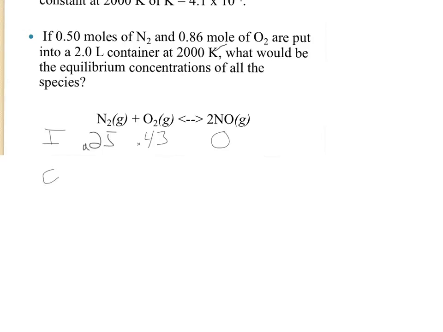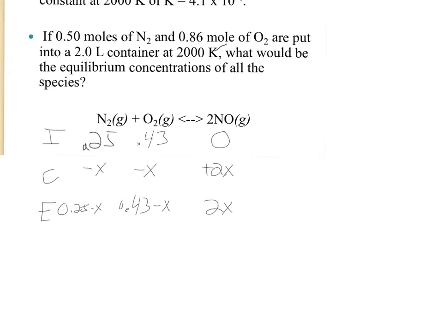The change we always have is minus x, and this one is going to be plus 2x because of the coefficient for the NO. What are the equilibrium concentrations of everything? Well, we don't know. We know they're not going to go to 0. We know that this one is going to be 2x. This one is 0.43 minus x, and the nitrogen is 0.25 minus x.